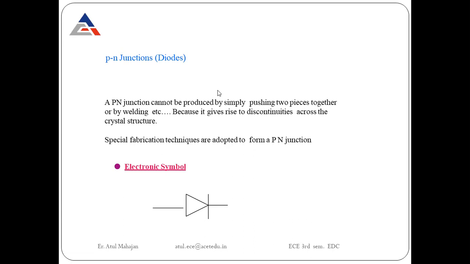So this is the electronic symbol for this PN junction diode. This is your positive side. This is your negative side of this PN junction diode. This is a symbolic representation of the PN junction diode.